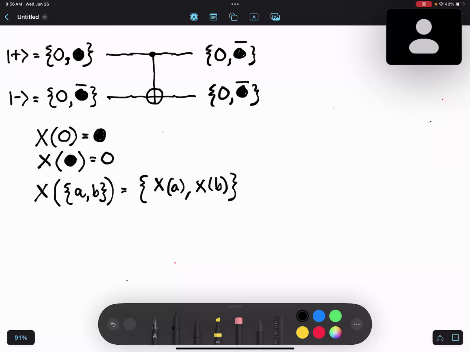So as an example, I'm going to say, what exactly do you think happens when I apply X to this state? And this will be a white and a black with a phase on it.